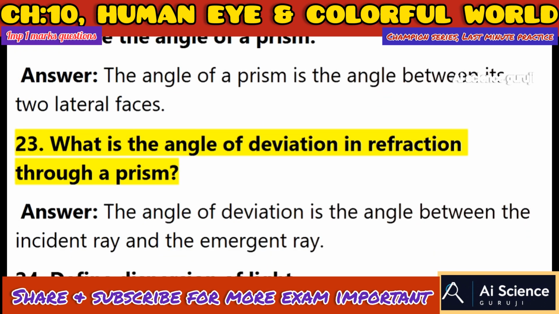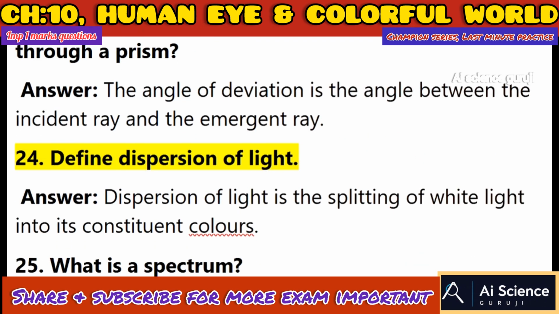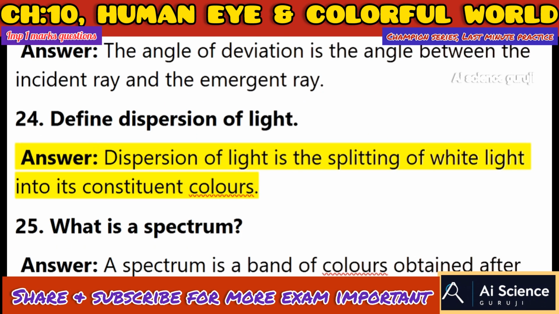23. What is the angle of deviation in refraction through a prism? Answer: the angle of deviation is the angle between the incident ray and the emergent ray. 24. Define dispersion of light. Answer: dispersion of light is the splitting of white light into its constituent colors.